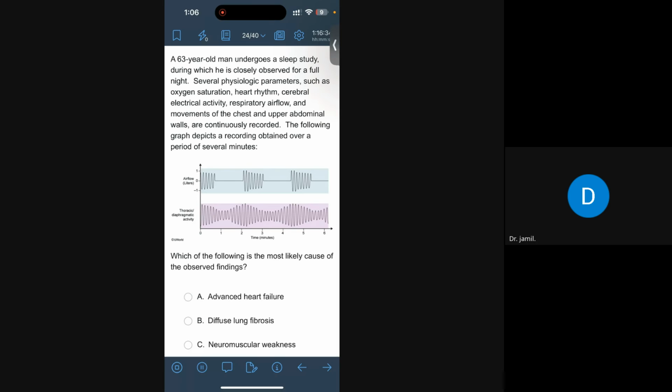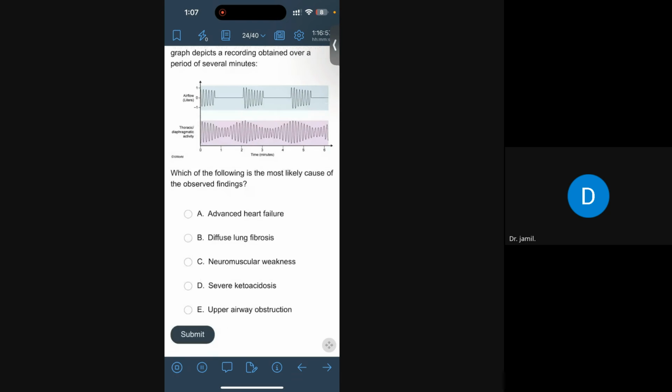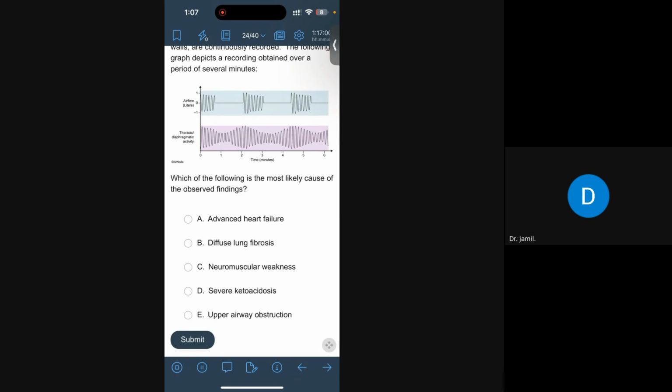Okay, so can anyone explain what is happening in this photo? This is a sleep study. The lower graph shows the chest cavity activity, and the upper green one shows the airflow through the respiratory tract, and there is a cessation of the airflow. That means you have an episode of apnea, sleep apnea.